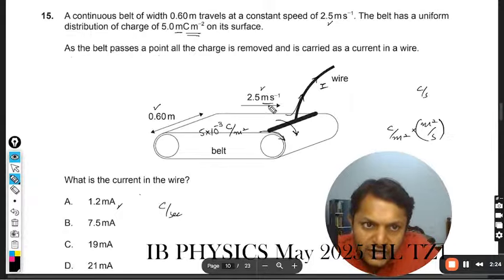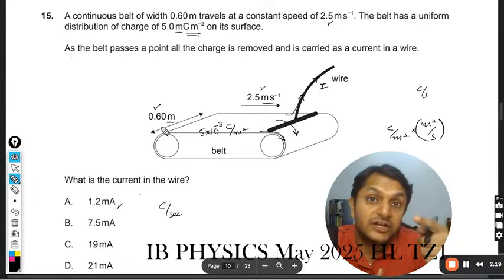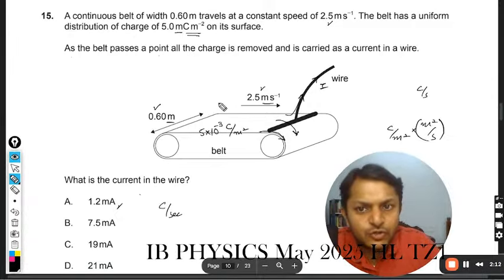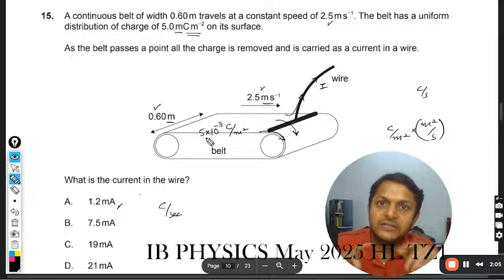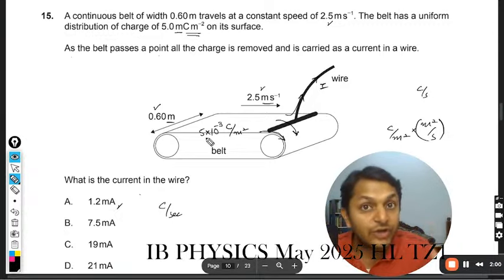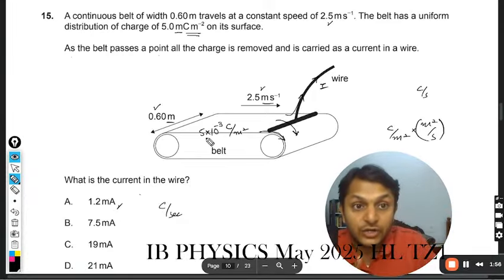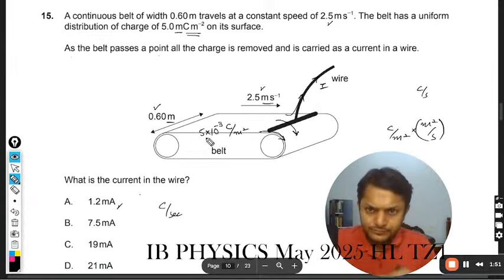Now concentrating here, I already have meter per second. If I am going to multiply it with meter, it will give me meter square per second. Okay, it means I multiply these two, 0.6 and 2.5, I get meter square per second, and then I multiply with 5 milli. It means I have to multiply all the three numeric values to get the right answer, because that is the way in which I'm getting the correct unit, which is coulomb per second, isn't it? So let us first try to find the answer.